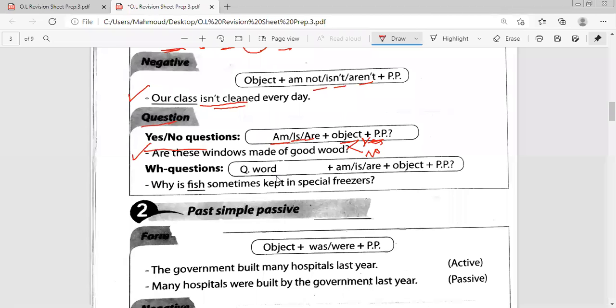Can we use here the passive in the question that starts with a question word? Yes. Why is fish sometimes kept in special freezers? Why is fish kept? This is passive because the fish doesn't keep itself at all.